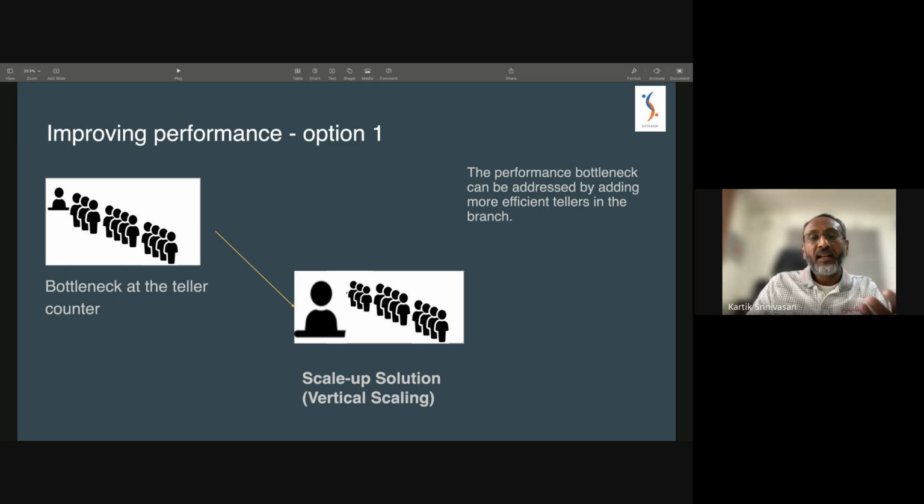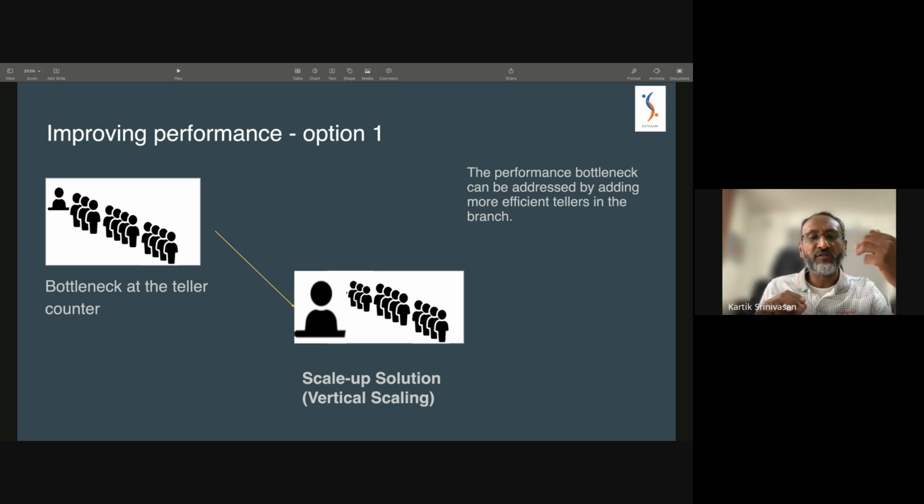So you are adding efficient tellers in the bank or the IRCTC counter or the server that is processing all these lined up requests, and therefore I get better scale. So this is definitely one option that we can consider. But is it the best option is always the question.